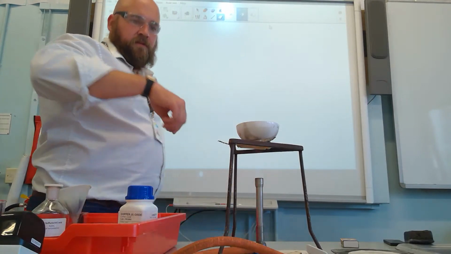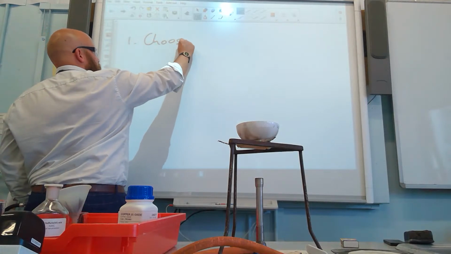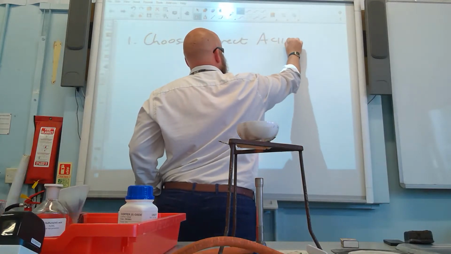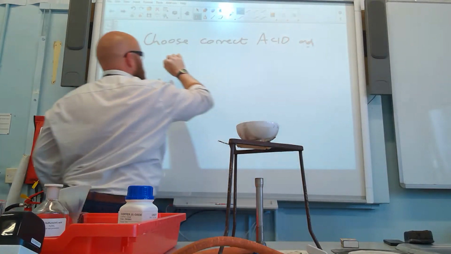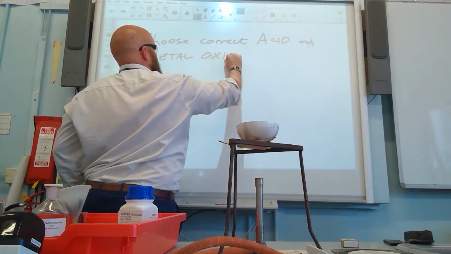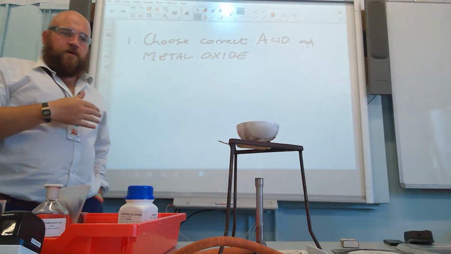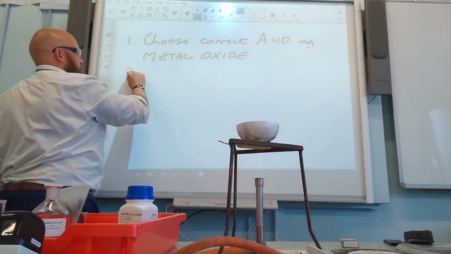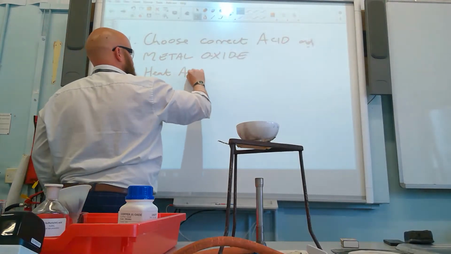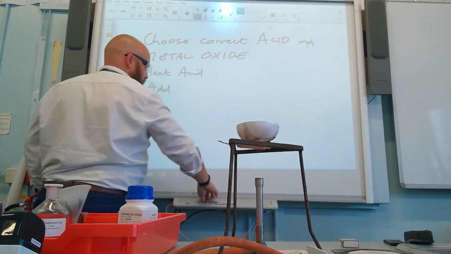Nice steady boil. So first point, choose the correct acid and metal oxide. So that will usually be in the question. So if you're trying to make aluminium chloride, for example, you'd use hydrochloric acid and aluminium oxide. So that's the first thing. So, second, heat the acid, three, add the metal oxide.